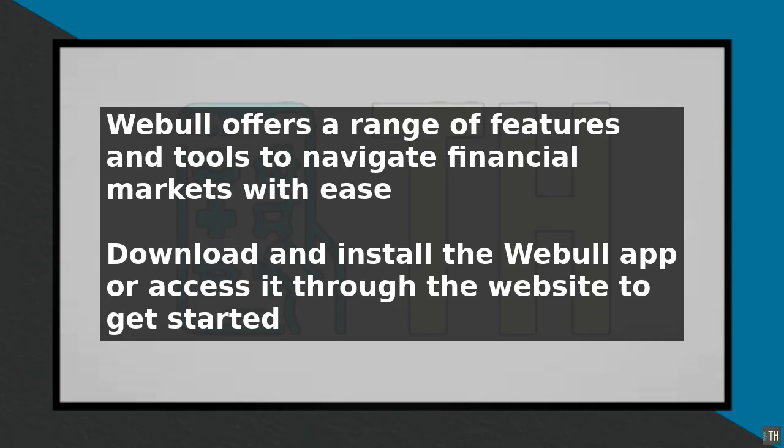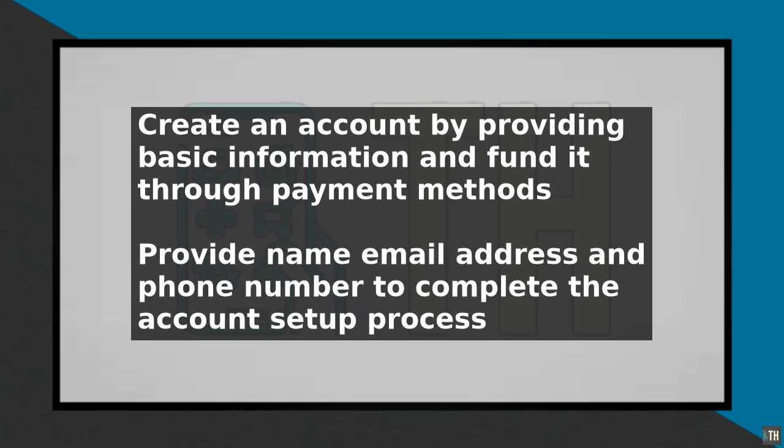Once you have installed Webull, you will need to create an account. This involves providing some basic information such as your name, email address, and phone number. You will also need to fund your account, which can be done through various payment methods such as bank transfers or online payment services. After your account is set up, you can start exploring the platform.